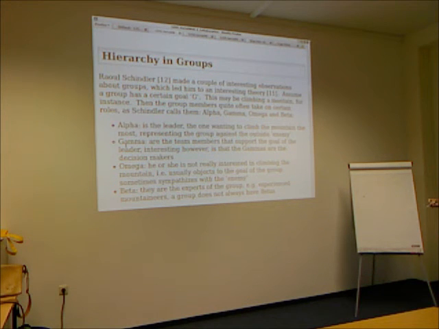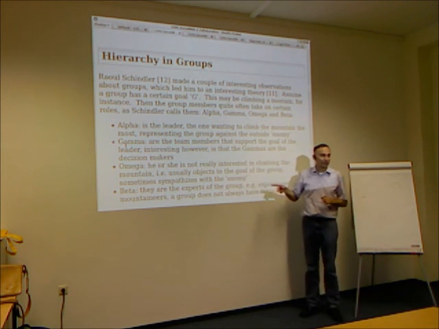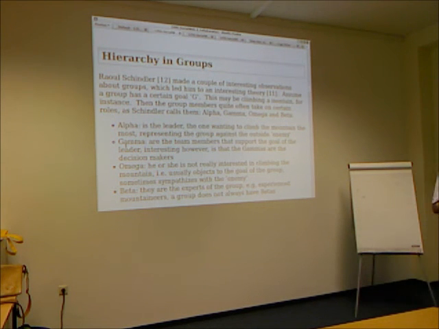Then we got the omega, and I'm going to write down the omega like this. And the omega is usually one guy who is not interested in that thing, doesn't want to climb the mountain, thinks this is a bad idea, and is actually against the whole process. So this is basically the opposing person.